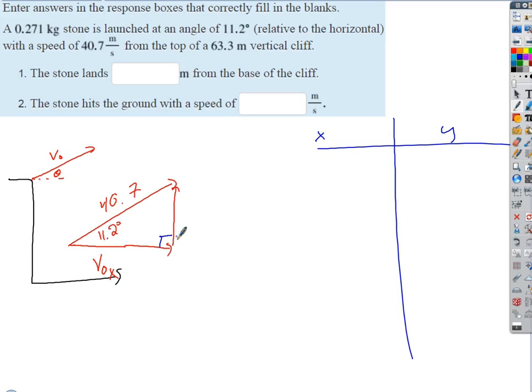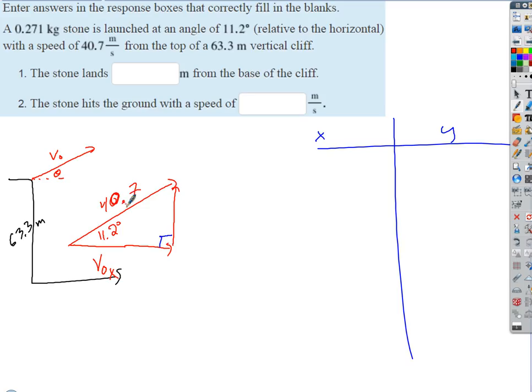Is that initial vector going with the triangle, or is it the bottom of the cliff? Oh no, it's just this triangle right here. And if we want to add the height of the cliff, it's 63.3 meters. And that's supposed to be a 40.7, that's a 0. I can't read my own writing.